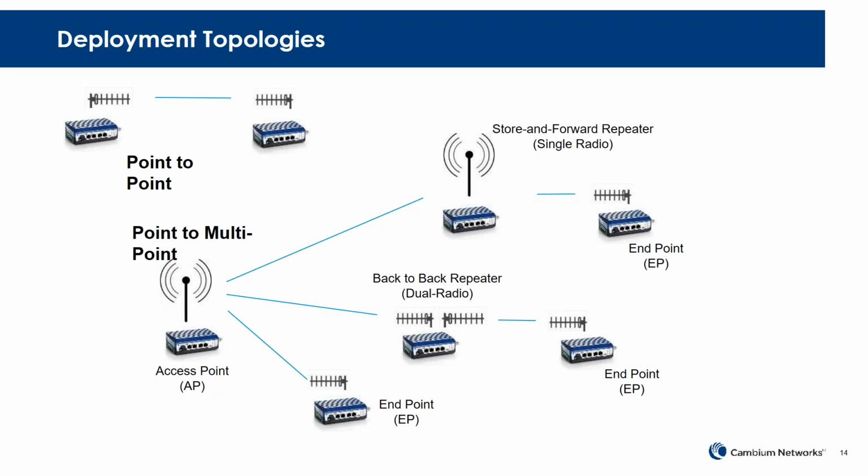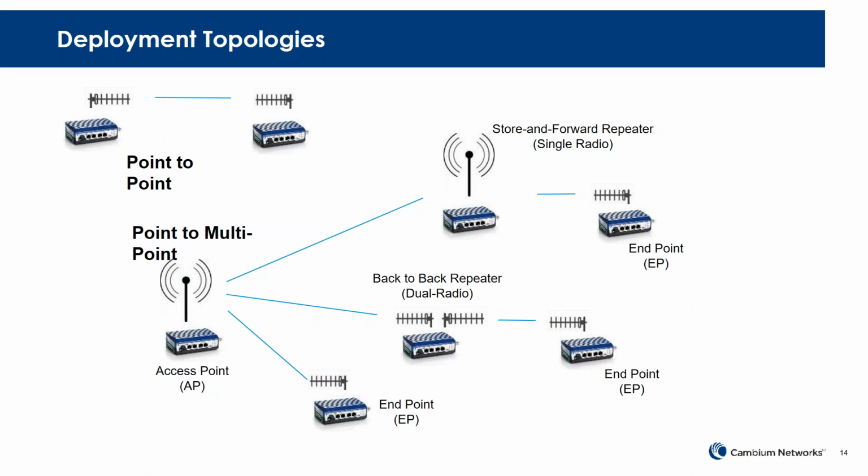With cnReach radio, you can deploy a number of different topologies. You've got a point-to-point configuration up in the upper left. It's the simplest approach. Then you also have a multi-point application where you see the AP talking to a number of endpoints. Typically, this can be on a SCADA solution. This can be 50 to 70 endpoints. And then you'll see a couple different repeater possibilities there.